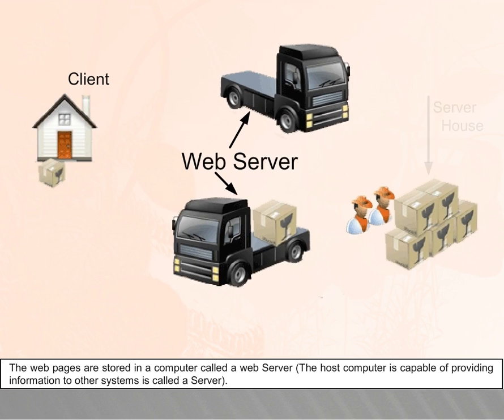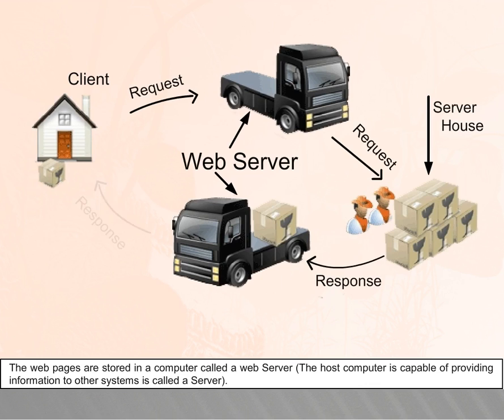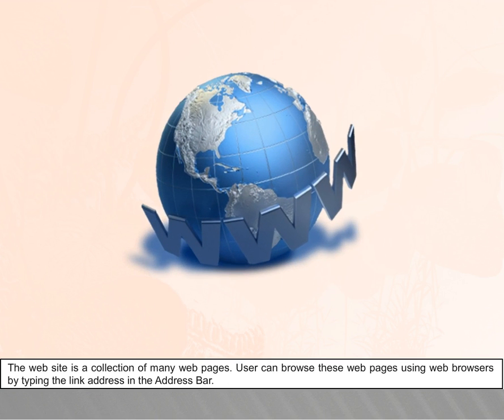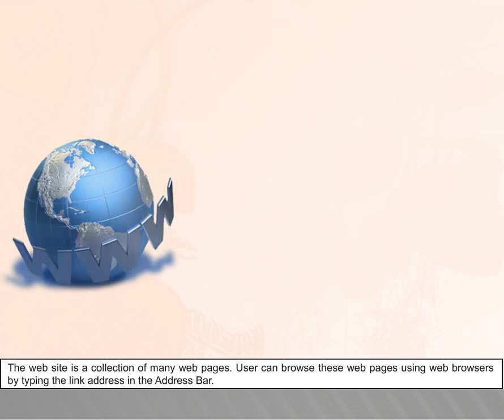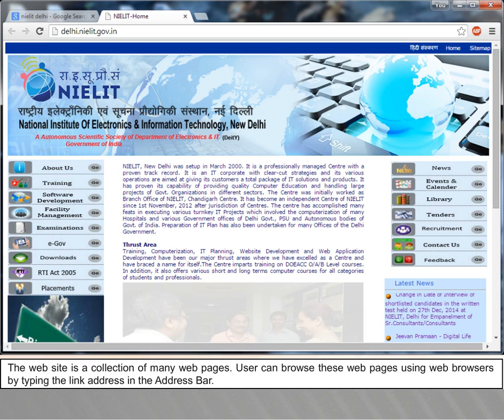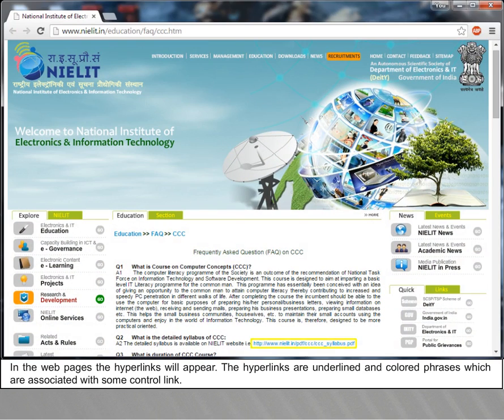The web pages are stored in a computer called a web server. That is, the host computer that is capable of providing information to other systems is called a server. The website is a collection of many web pages. Users can browse these web pages using web browsers by typing the link address in the address bar. In the web pages, the hyperlinks will appear. The hyperlinks are underlined and colored phrases which are associated with some control link.